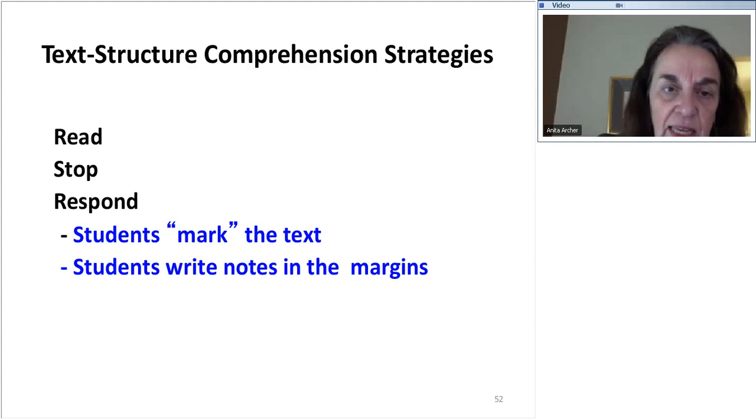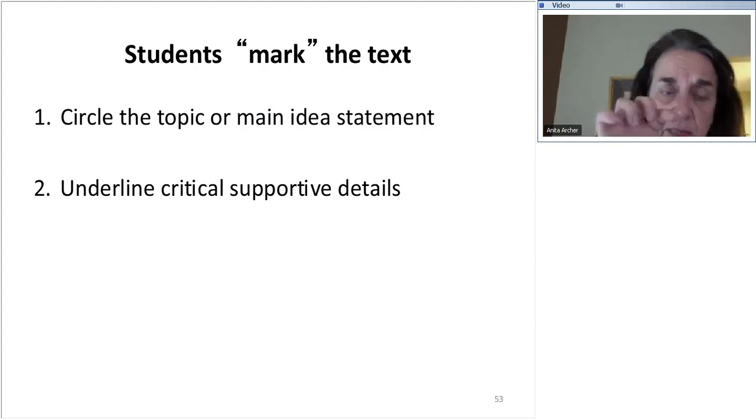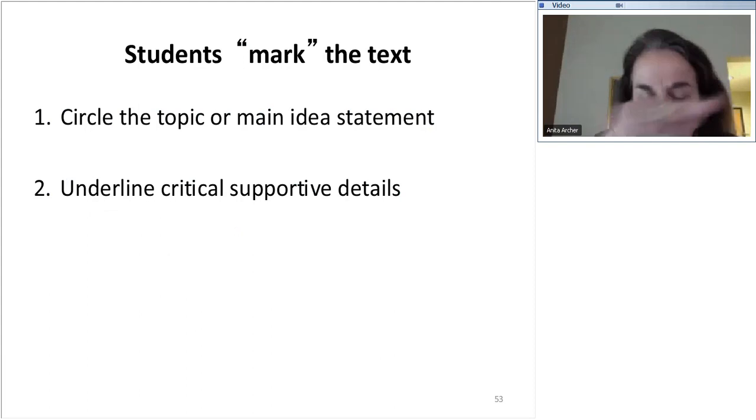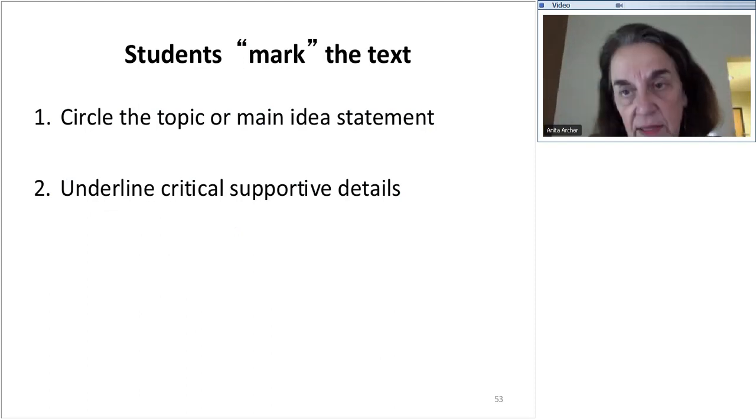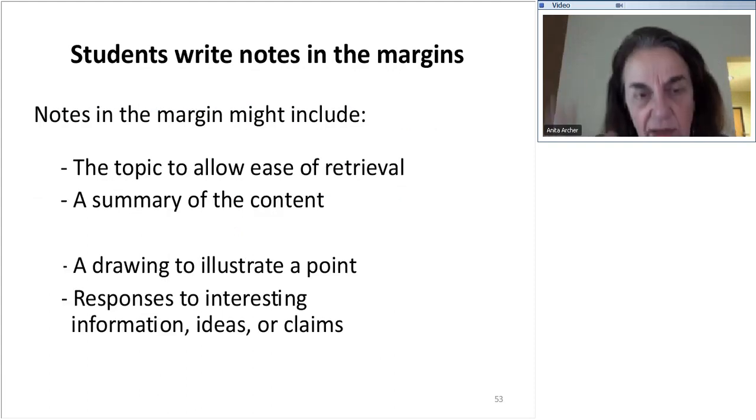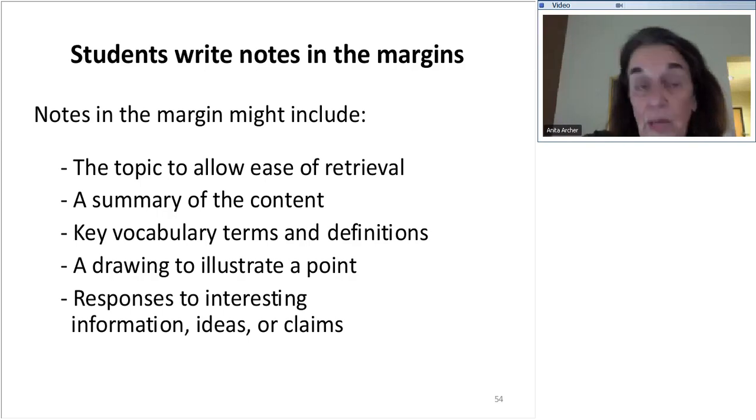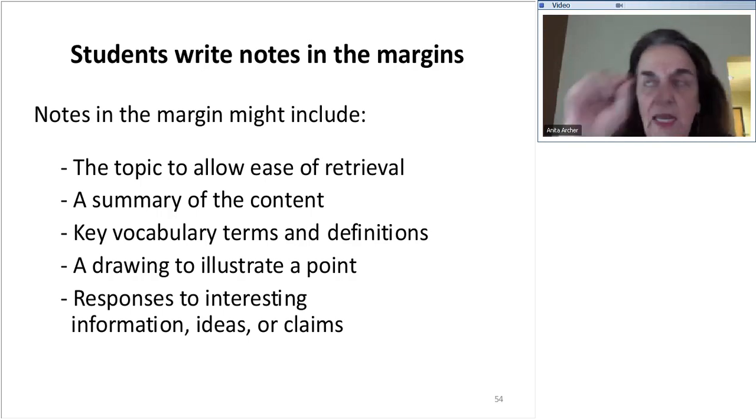So looking in your materials, we're going to mark it, and this is a simple form, but I think sometimes simplicity is going to be more powerful. We read a paragraph, we circle the topic or main idea, and we underline the critical details. And we could write notes in the margin. I might write the topic so I can get back to it. I might write a summary. I might write down a vocabulary term. I might make a picture of that cell so I'm thinking about it in my mind. I might say, oh, I want to look into this. I want to investigate this. I want to Google this.